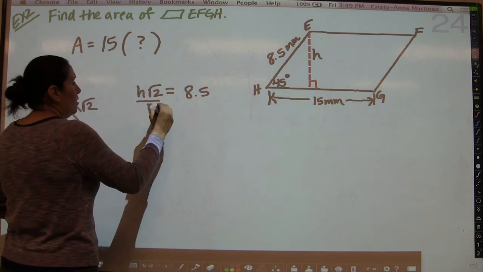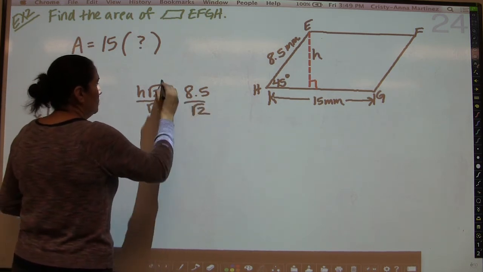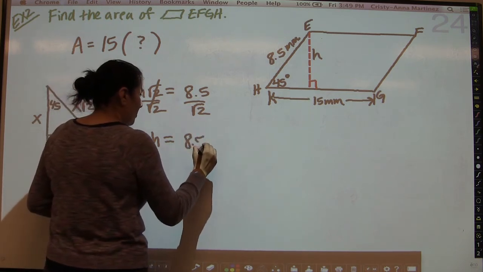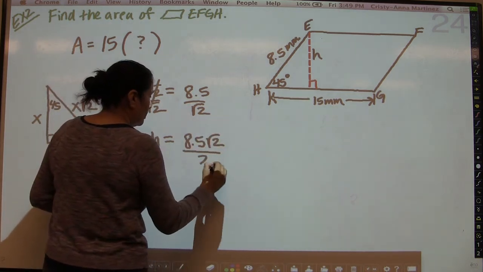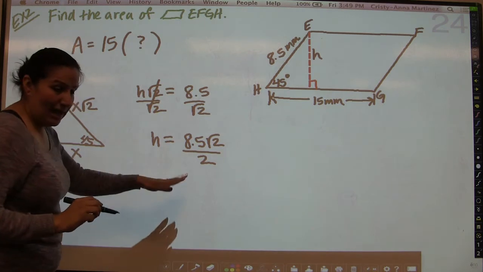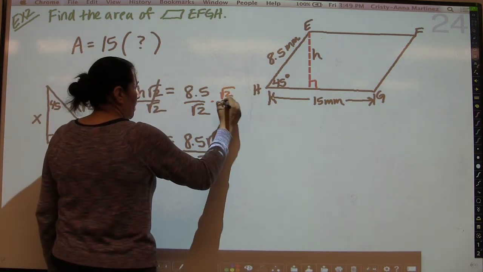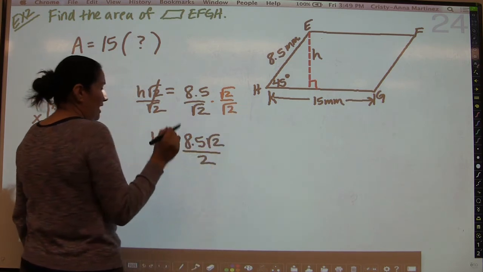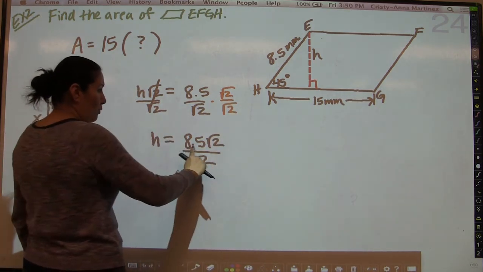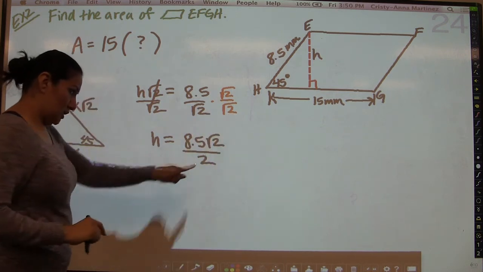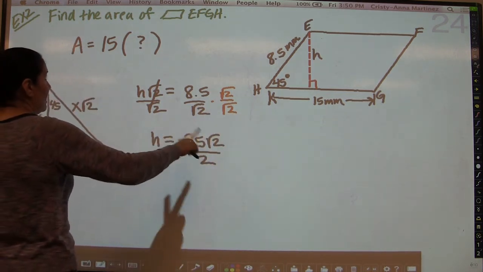So I'm going to now divide by root 2, and h is actually equal to 8.5 root 2 over 2. Remember the reason I did that is because it's improper to have a square root on the bottom. So I am multiplying top and bottom by root 2, so I will get 8.5 root 2. And then root 2 times root 2 is root 4, which is just 2. This is the exact answer.